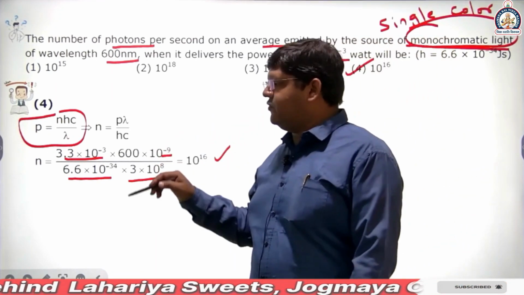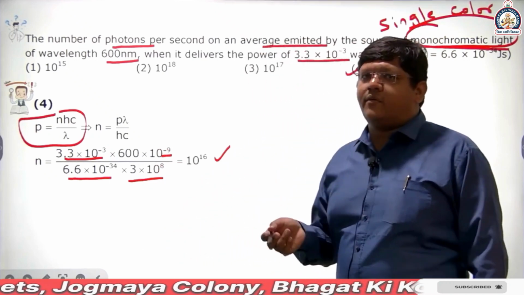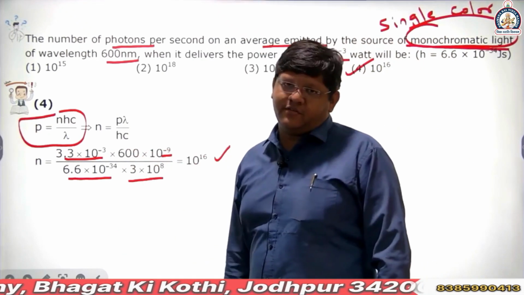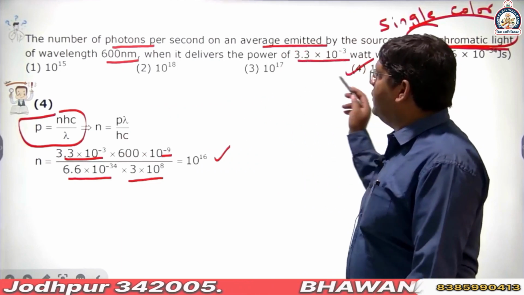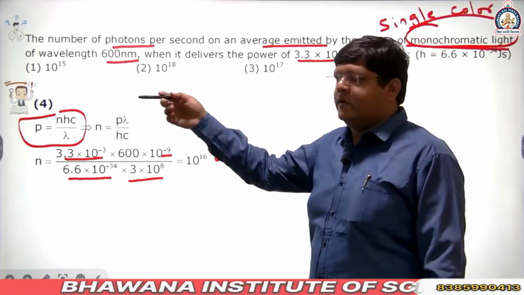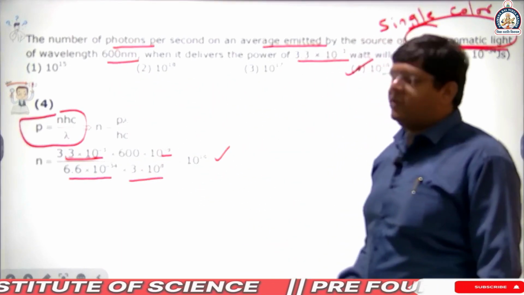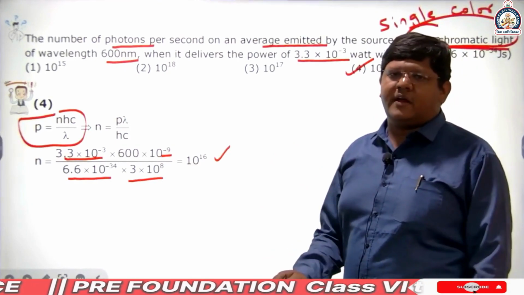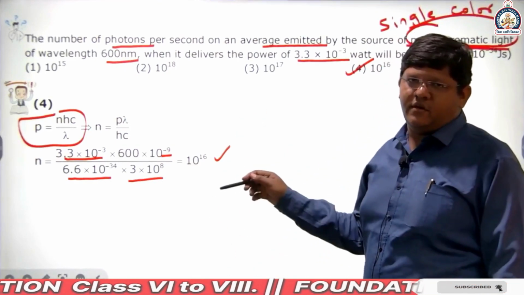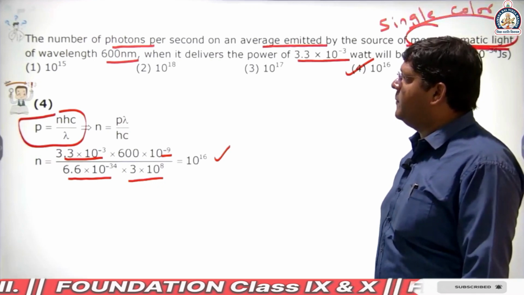See, in this type of question, we do not have to do the exact calculation. In the options, you can see there are only 10 raised to power exponent terms, so we have to calculate only the value of the exponent term. It does not have to be an in-depth calculation for this type of problem.